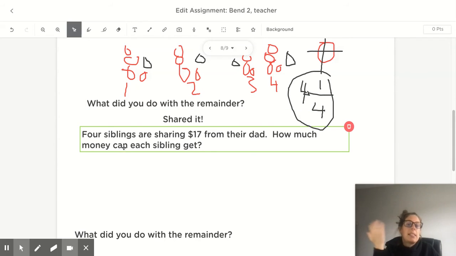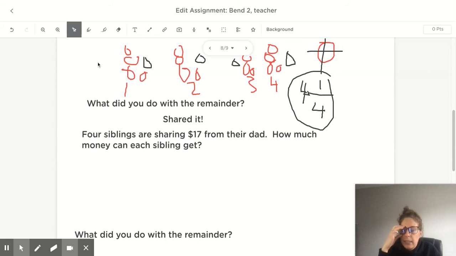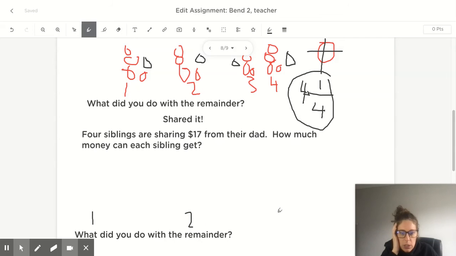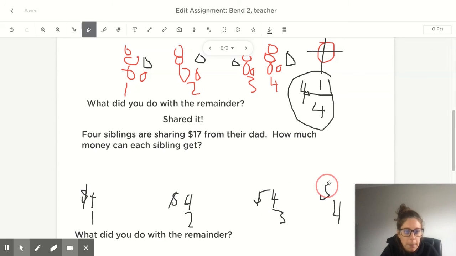4 siblings are sharing $17 from their dad. How much money can each sibling get? So here's sibling 1, 2, 3, and 4. And I know my answer is going to have to do with 4 because it's been the same problem. So each kid gets $4, $4, $4, $4. But the problem is now I have this 1 leftover dollar. And I'm not just going to leave it and throw it away like I did with the balloon. The kids want that dollar.